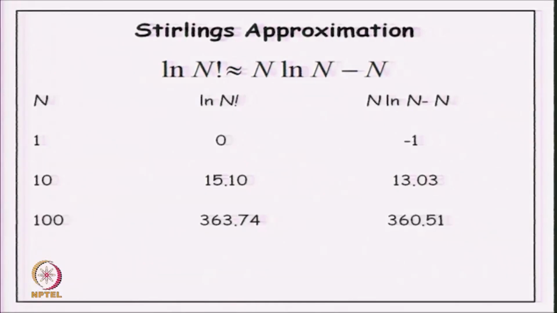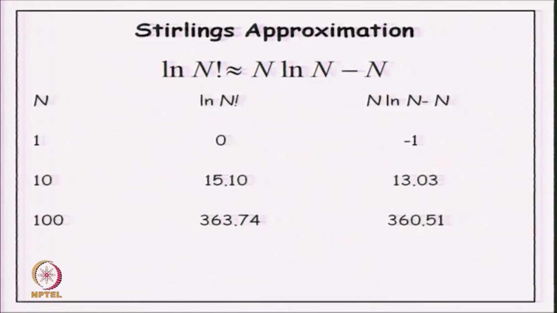But if you go to 100, now the exact value comes to 363, the approximation is only 360. So, now the error is only 3 in 360, it is less than 1%. So, even for 100 the approximation is within 1% to the actual value, and as we go to larger and larger values, you will find that actually the difference saturates to about 3.